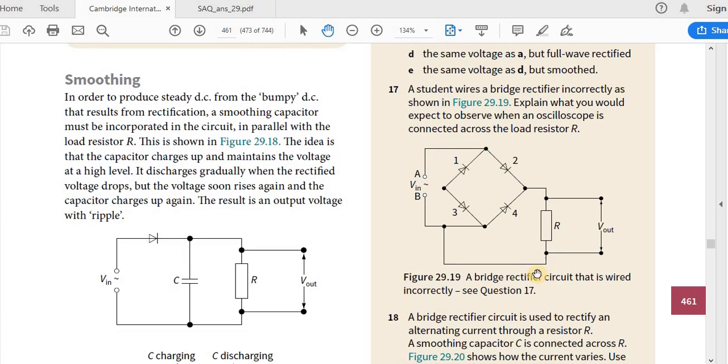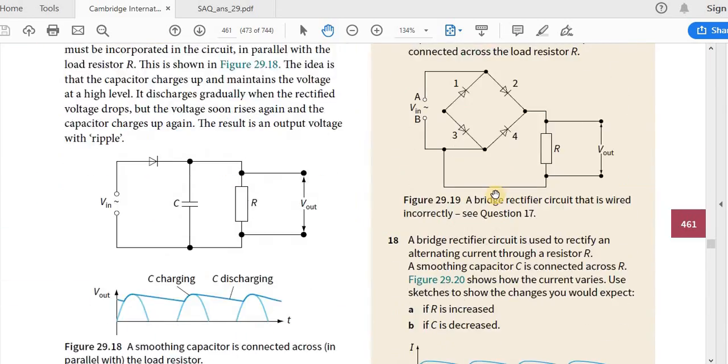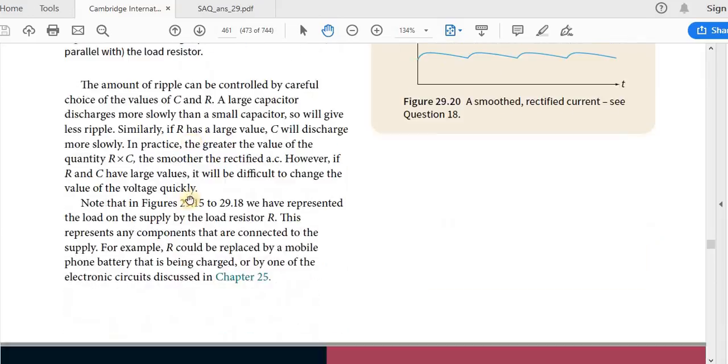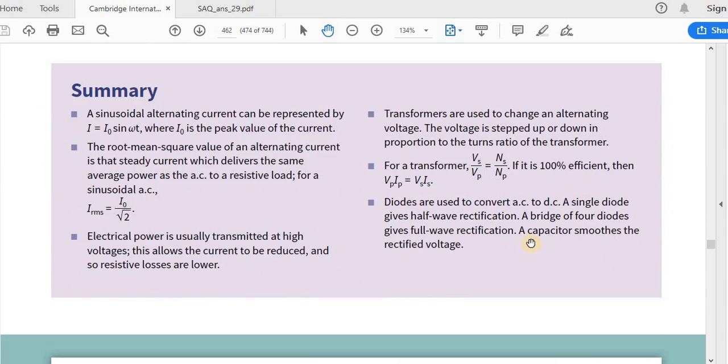I think you are able to answer this question. It's based on what you learned here. Yeah, and go through this part again so that you understand it better, and go through these questions again. Now again we have the summary. We'll go through it again.